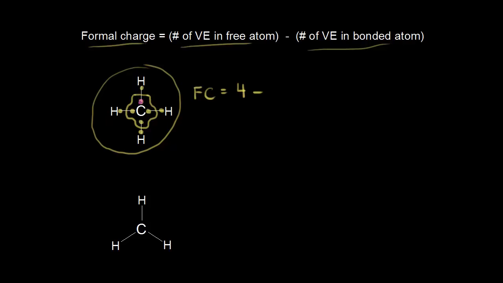So let me highlight them here. 1, 2, 3, 4. So we're going to subtract 4 from 4. So 4 minus 4 is equal to 0. And so carbon has a formal charge of 0 in methane.